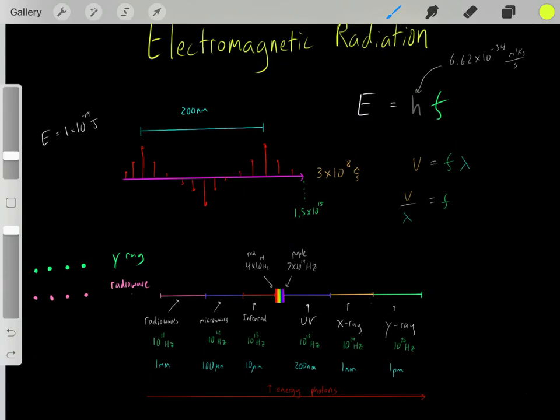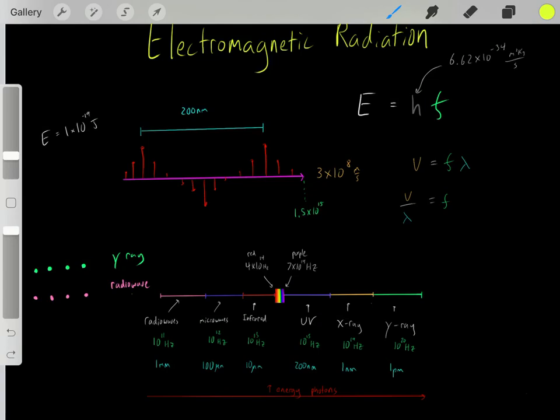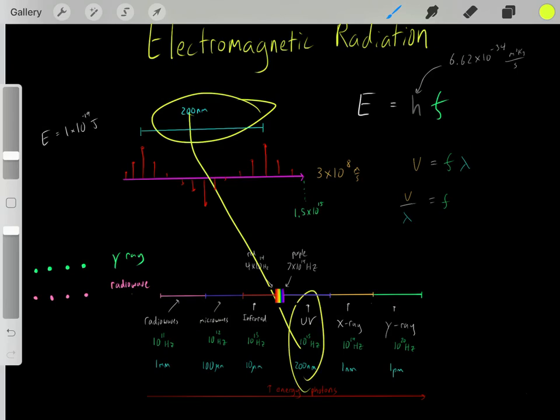And we know if we know its velocity and its wavelength, we can determine its frequency. So this has a frequency of 1.5 times 10 to the 15, which we see based on that where that would fall. And actually, sorry, this was 200 nanometers. So if it has a 200 nanometer wavelength, it's ultraviolet. So this is an ultraviolet type of wave. And then we found its frequency, which would fall in this general category. So the point is, if you know the wavelength, you know what type of electromagnetic radiation it is.